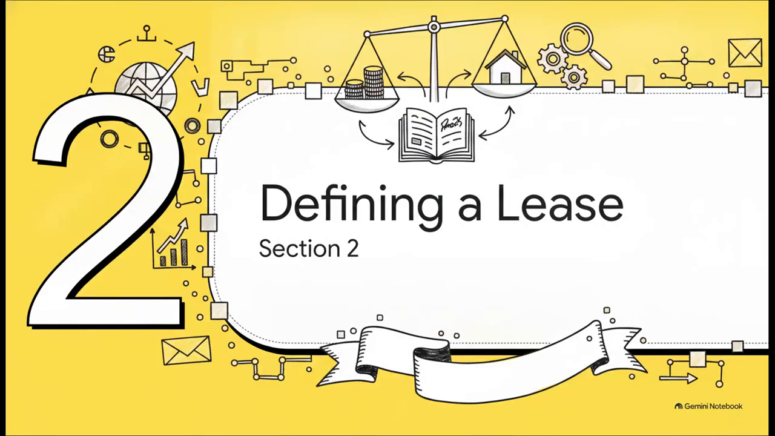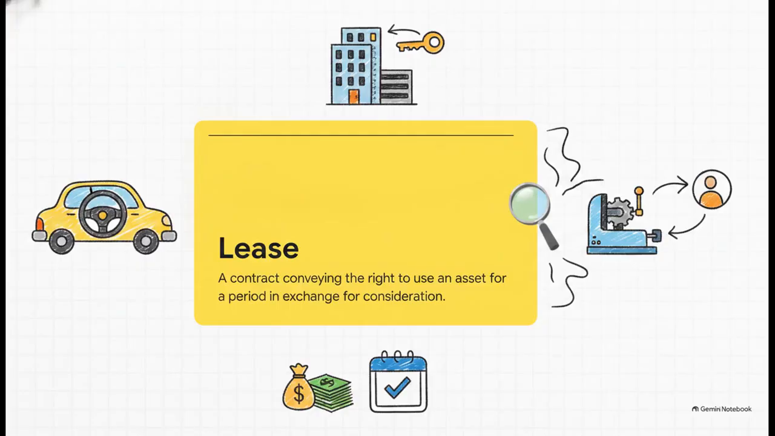Moving right along to Section 2, Defining a Lease. Look, before we can account for anything, we have to know exactly what we're looking at. If you only memorize one definition for your exam, make it this one. A lease is a contract that conveys the right to use an asset for a period of time in exchange for consideration. The absolutely crucial element here is that transfer of the right to use.